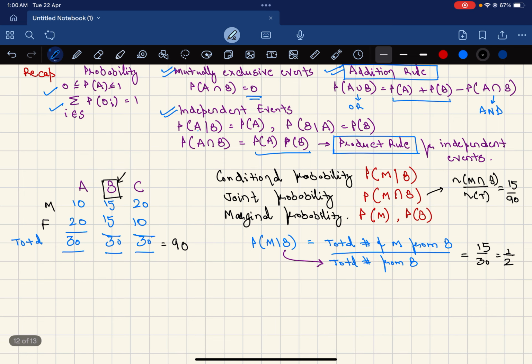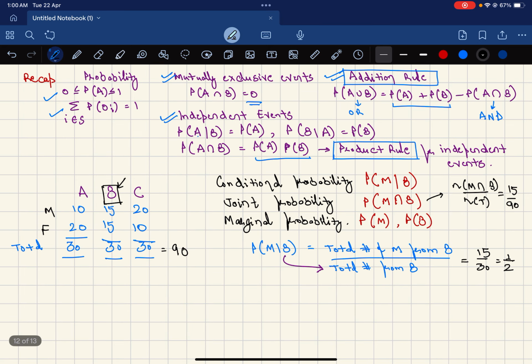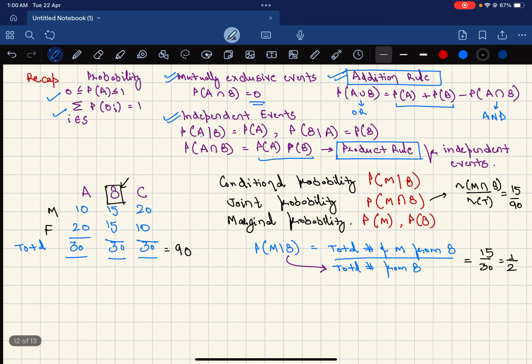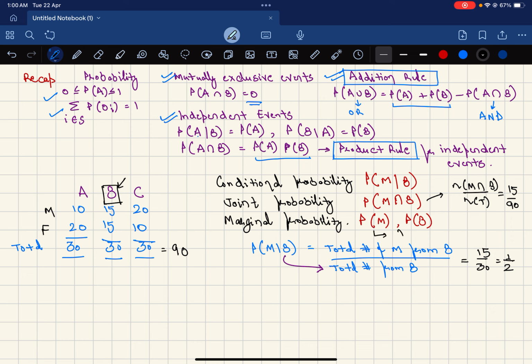Next, we looked at the marginal probability of the student being a male student. So for this, we looked at the total number of male students. So this is number of male students divided by the number of total students, which was again calculated to be 45 by 90. And similarly, the probability of a student being selected from class B was calculated as 1 by 3, since there are equal number of students in each of the three classes.